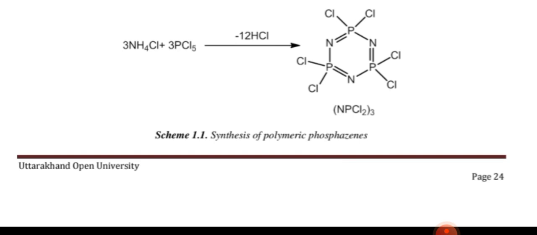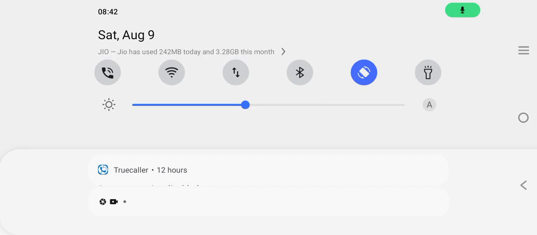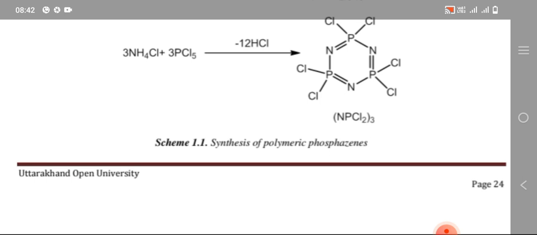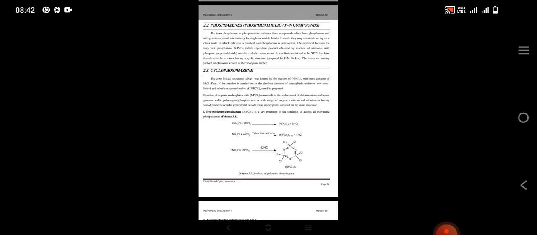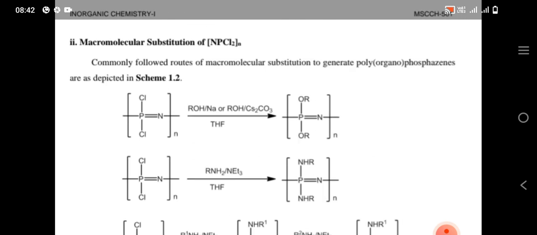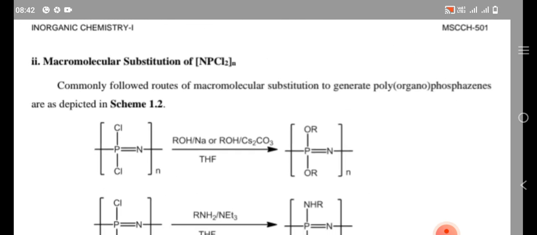3. Synthesis of polymeric phosphazenes. First, macromolecular substitution of phosphazene. The commonly followed route of macromolecular substitution to generate polyorganophosphazenes is as depicted in scheme 1.2.